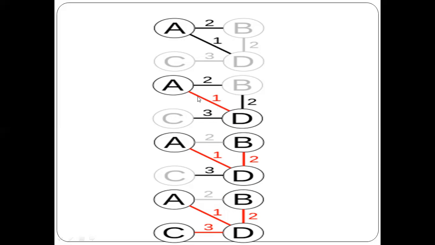So A, B is now the part of the spanning tree. Initially only A was not disabled. Remaining three are disabled. It means that these three vertices are not the part of the spanning tree. Now by using the AD edge, I have connected D also. So A and D are the part of the spanning tree.